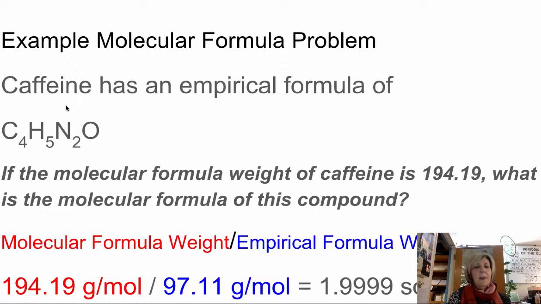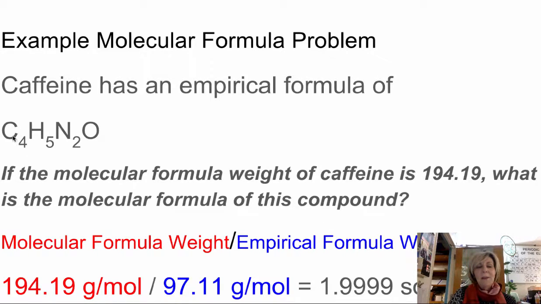So here's an example. Caffeine has an empirical formula of C4H5N2O. So in this case, they just gave me the empirical formula. What is the molecular formula if the molecular formula weight of caffeine is 194.19? So they have to give you this, guys. They have to give you the molecular formula weight in the problem. And then the empirical formula weight, I can calculate if I have the empirical formula.